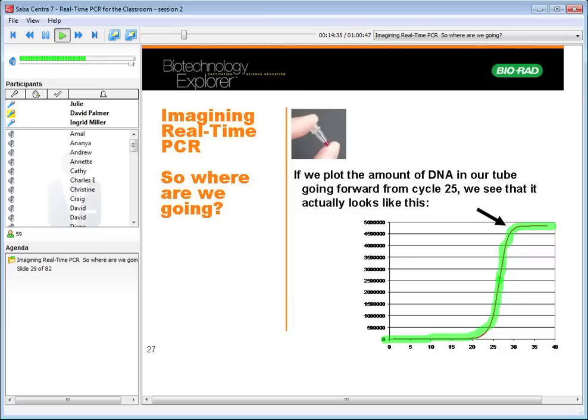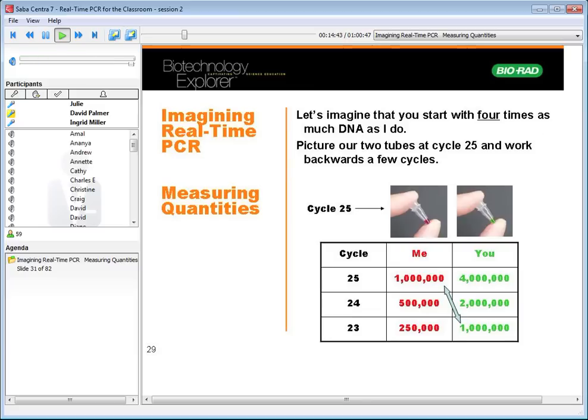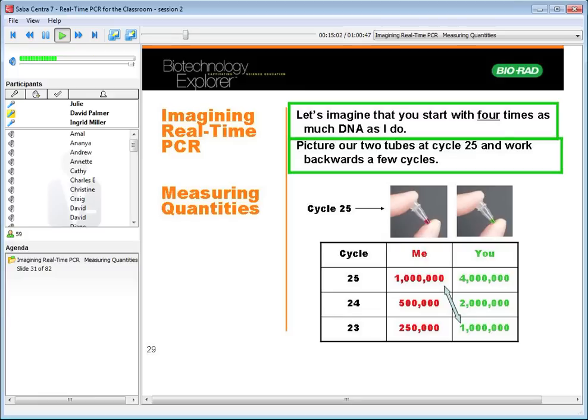So once we've seen that, we can relate that to quantities. And here's how we'll think about that using the same thought experiment. We're going to imagine that you've got a tube of PCR reaction, similar to mine, but in your tube, the green tube, you started with 4 times as much DNA as I had in it. We're going to picture our tubes both at cycle 25 and work backwards. My tube is the red one, at cycle 25 it's got 1 million copies. Your tube is the green one at cycle 25. Let's say it's got 4 million copies. You started with 4 times as much.